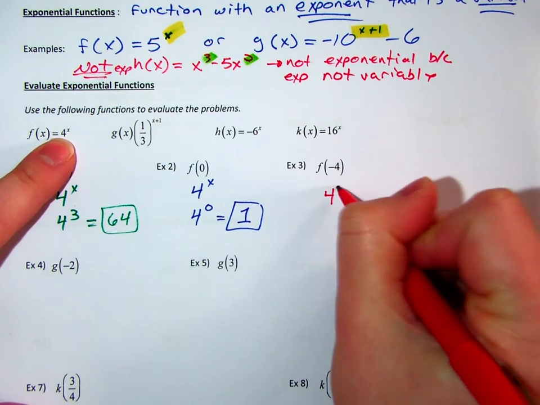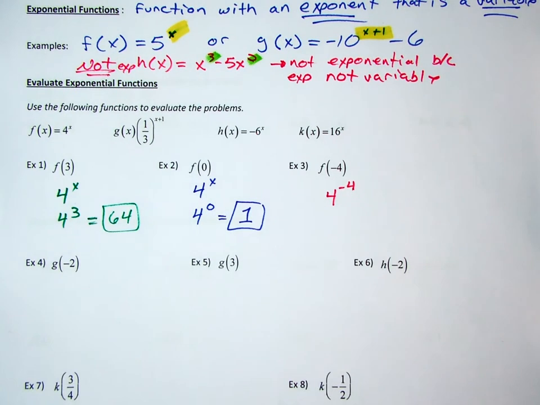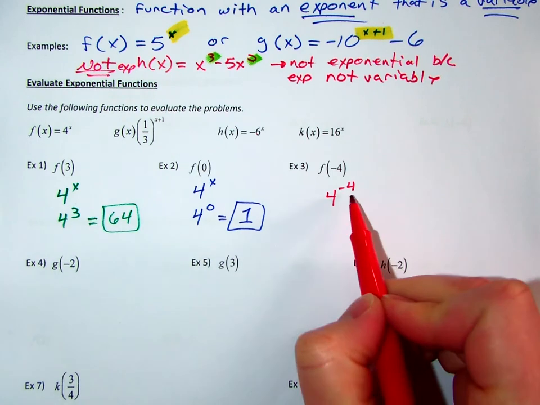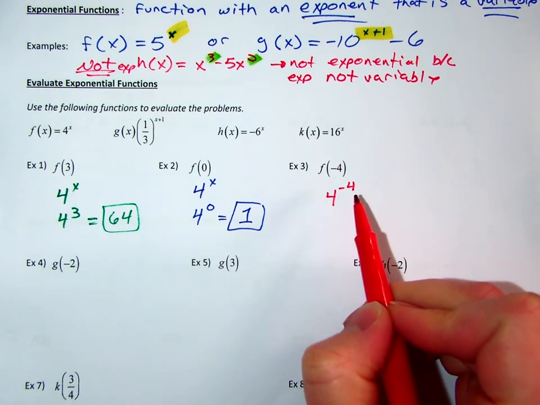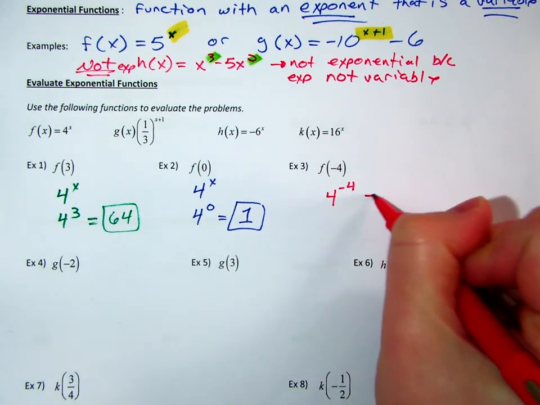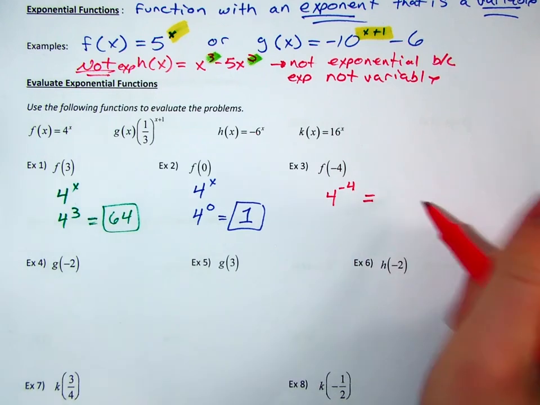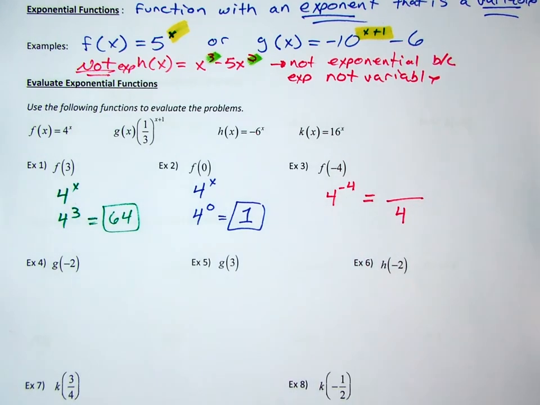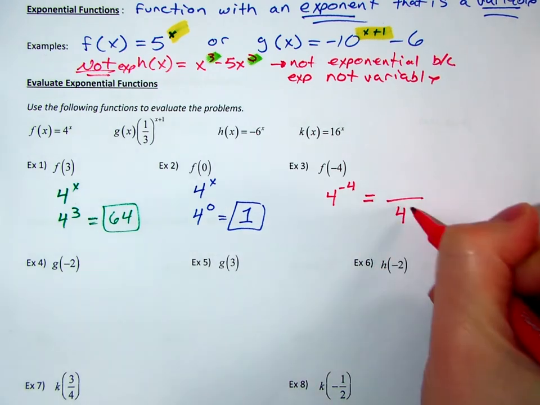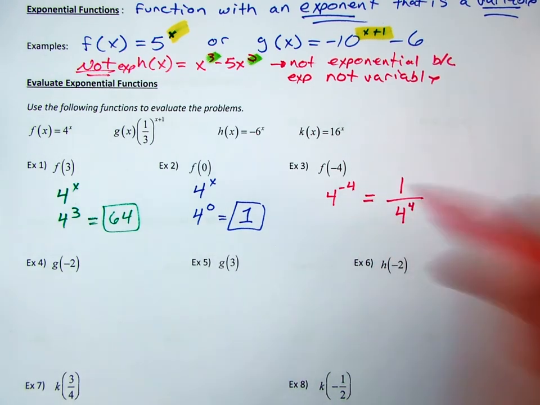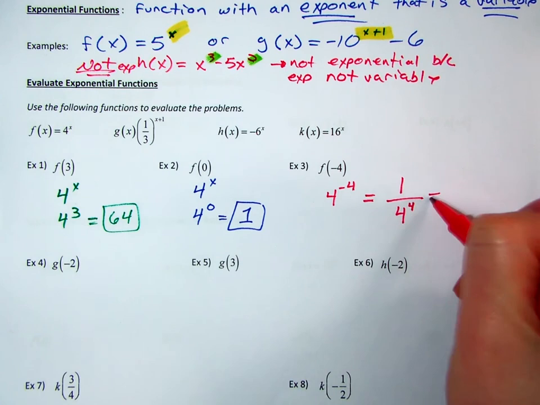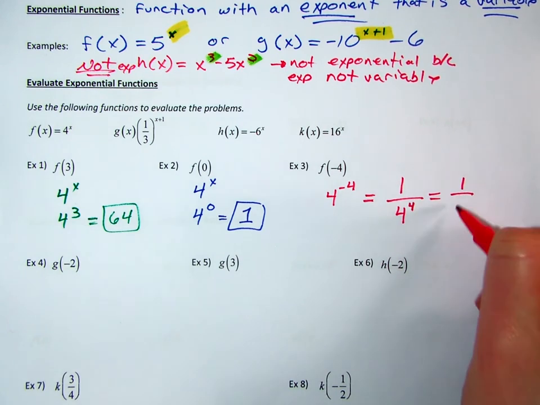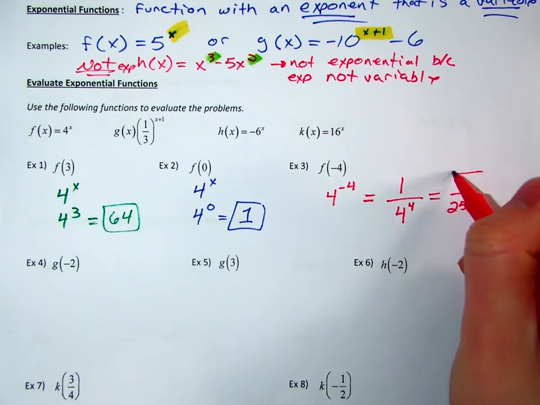The next one, f of negative 4. So this is 4 to the negative 4. Now, what you need to remember from first semester is that negative exponents are not actually allowed. So we need to get rid of the negative exponent, and the way we do that is we move it to the denominator, or to the opposite part of the fraction, because if it were in the denominator, we'd move it to the numerator. So this is really 4 to the 4th power in the denominator with a 1 on the top. So that'd be 1 over 4 to the 4th power, which is 1 over 256.